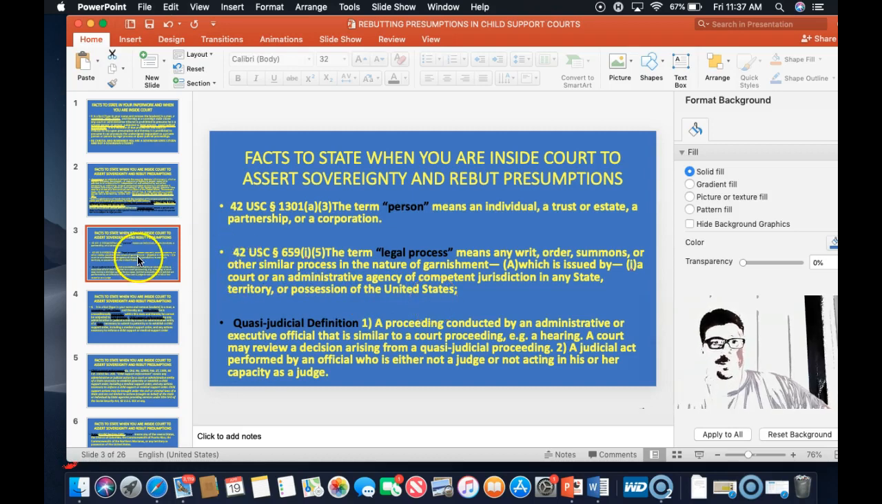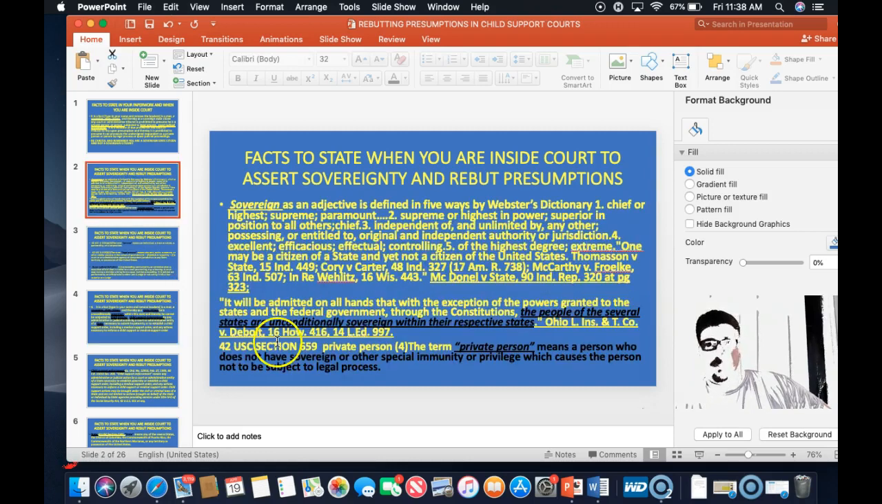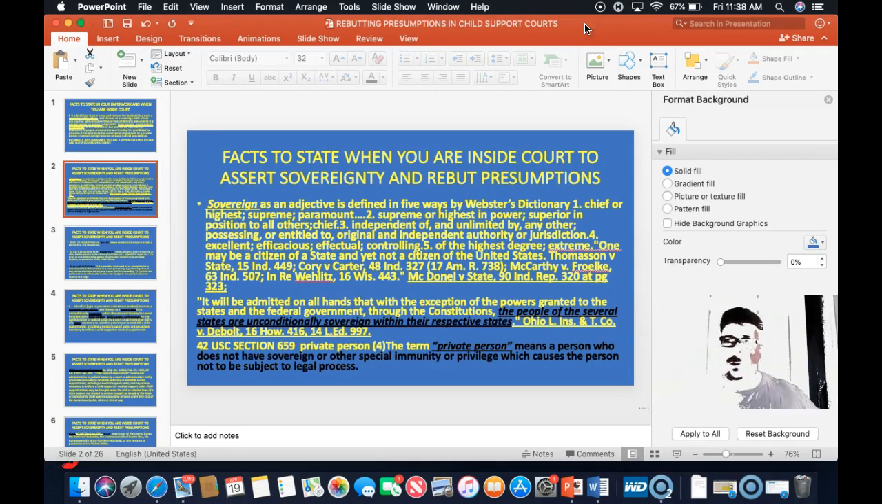Now, what is a private person? I'm showing you the sovereignty. Why sovereign? When you're sovereign, you're immune from legal process. Private person means a person who does not have sovereign or other special immunity or privilege.